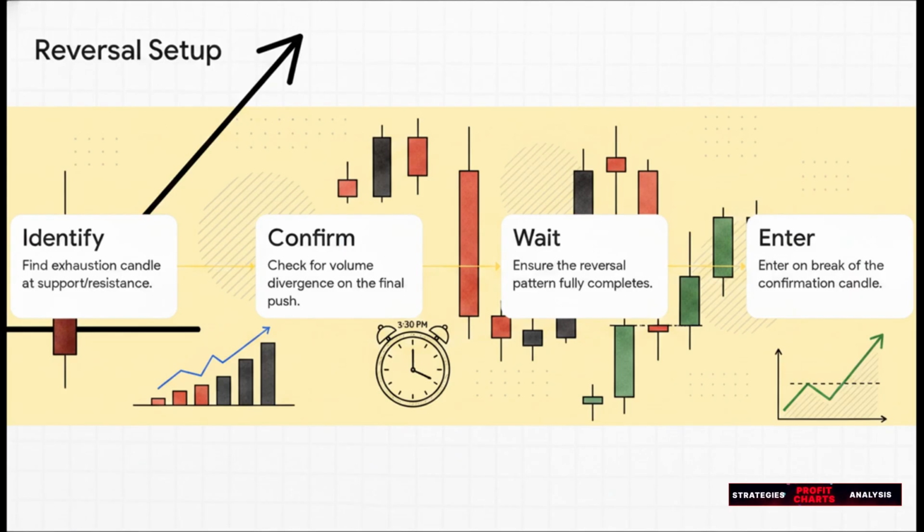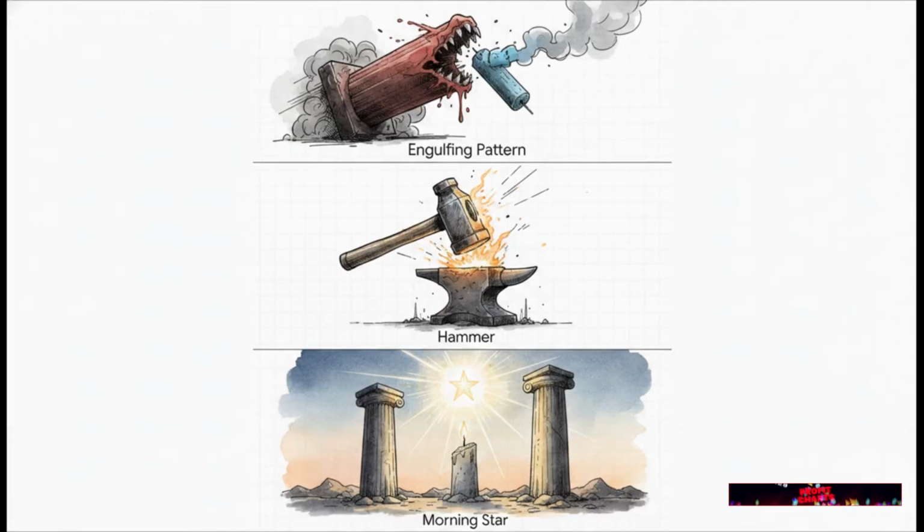If that reversal attempt fails to follow through and you get a wick rejection while the original structure holds, you enter in the direction of the original trend. You get in on the break of the confirmation candle and you basically ride the momentum of all those trapped retail traders who tried to call the bottom. But to recognize these traps, you have to understand the bait.